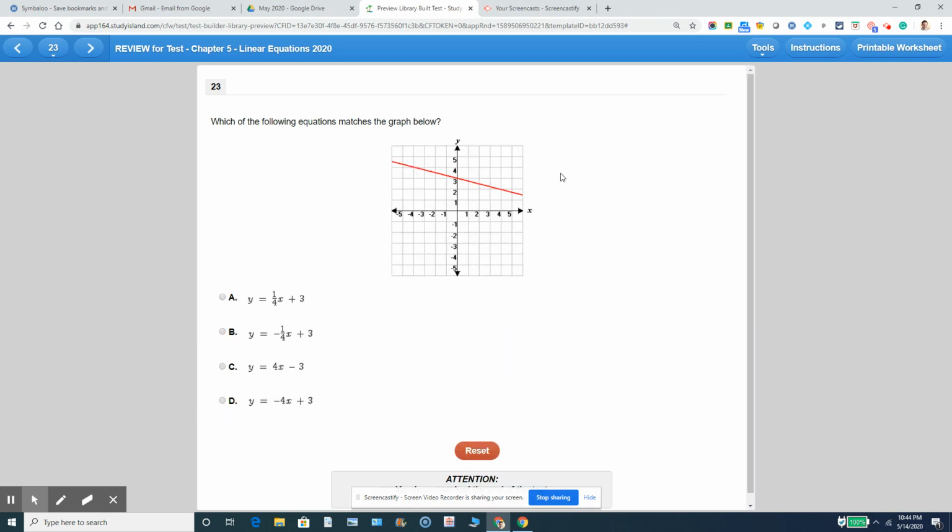And then equation from a graph. That should be an easy one, right? B value is 3, down 1 over 4, so slope is negative 1/4.